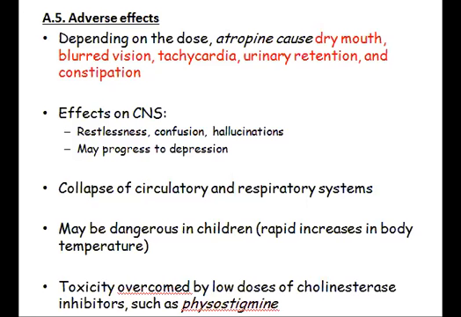The atropine may be also dangerous in children because it leads to a rapid increase in their body temperature. The toxicity of the atropine may be also overcome by using low doses of cholinesterase inhibitors, such as physostigmine.